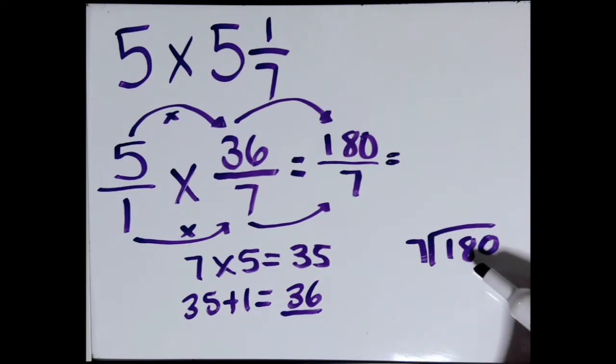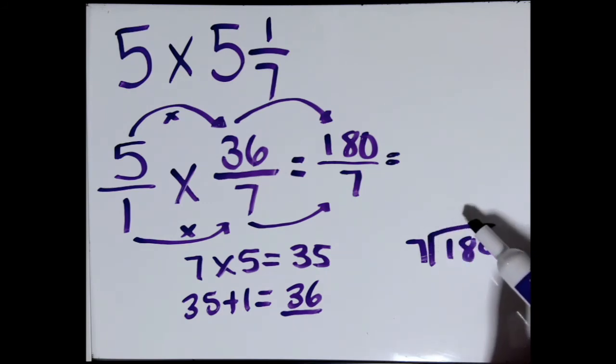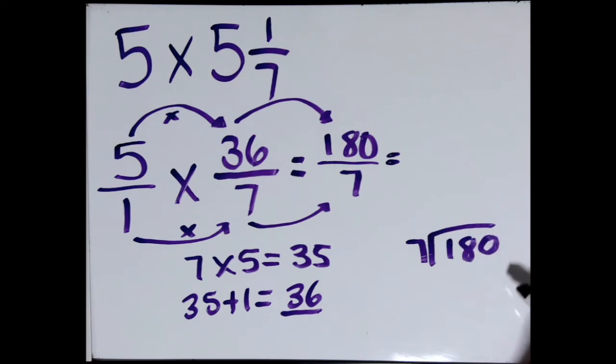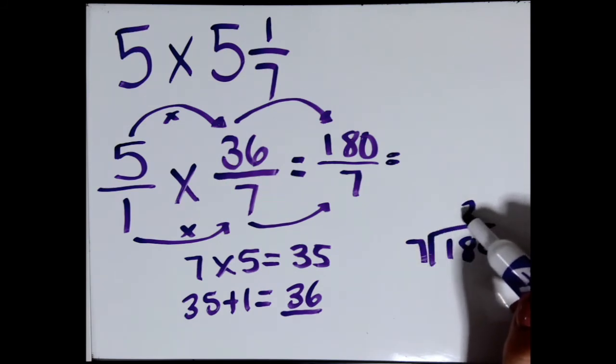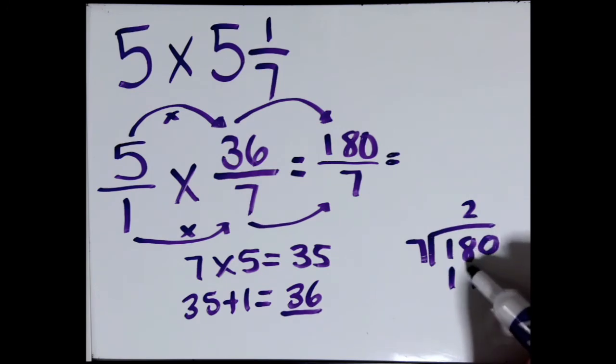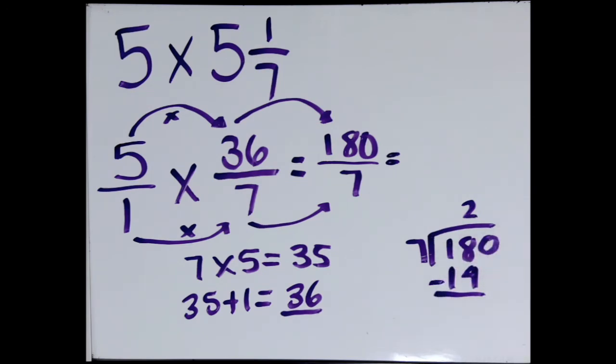So I go and do the next number. 7 times what number is closer to 18 without going over? So I think 7 times 2, that will give me 14. That's pretty close. And it's not going over. So I subtract 7 times 2, 14. Now 18 minus 14, that is 4. Now you bring down the 0.